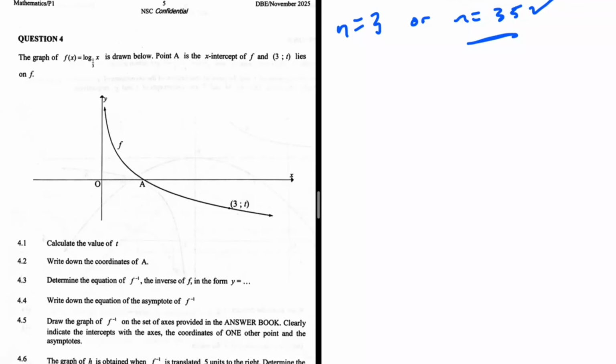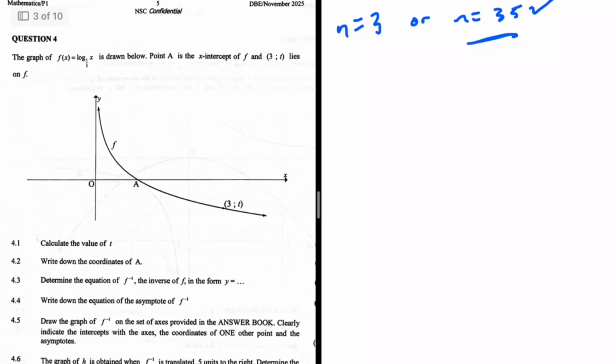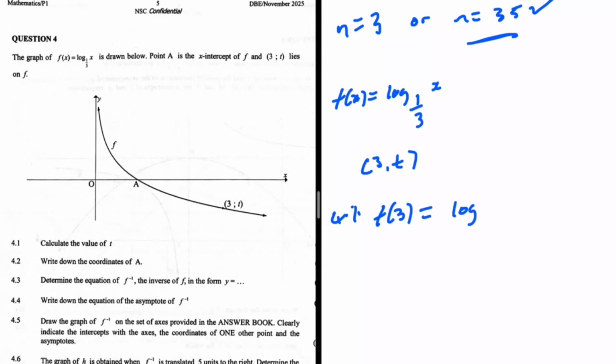Calculate the value of t. Let's take a look and see what is happening. So we have f of x equals log of x base 1 over 3. And then t is the y-coordinate of the point (3; t). So how do we determine t? We're just supposed to substitute 3 in f of x, right? So we have f of 3 equals log of 3 base 1 over 3. So let me press my calculator. Log of 3 base 1 over 3 is minus 1. So t is equal to minus 1.